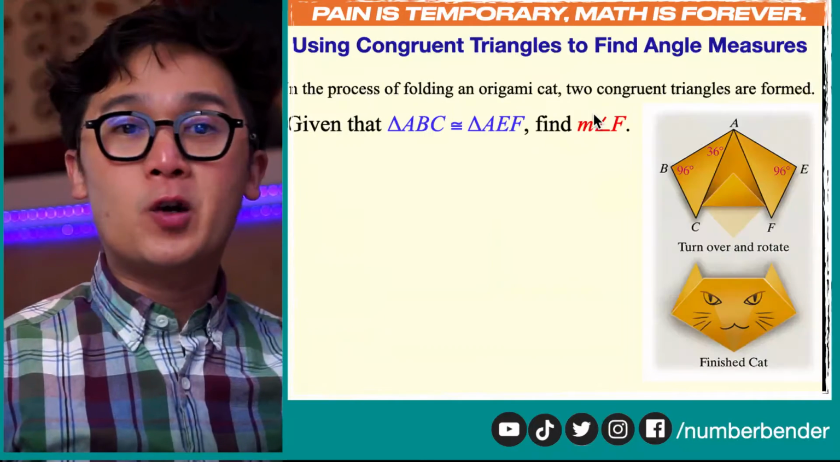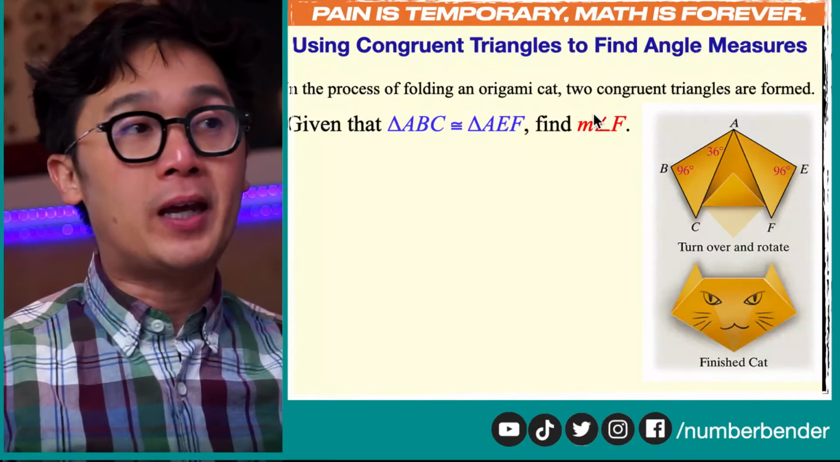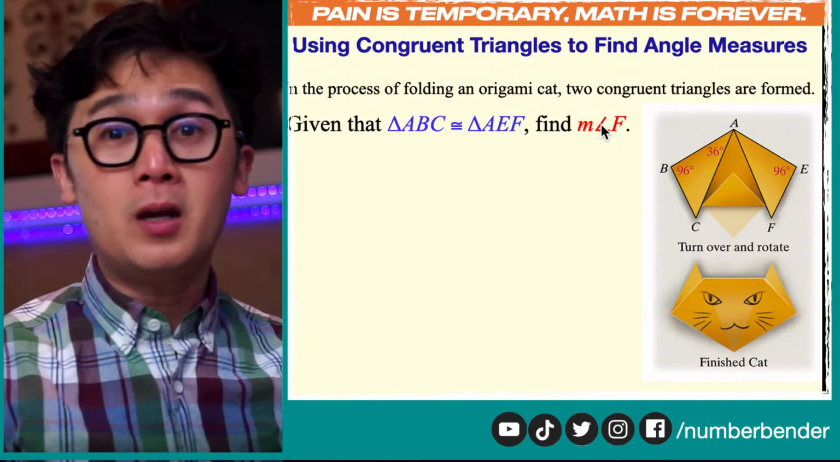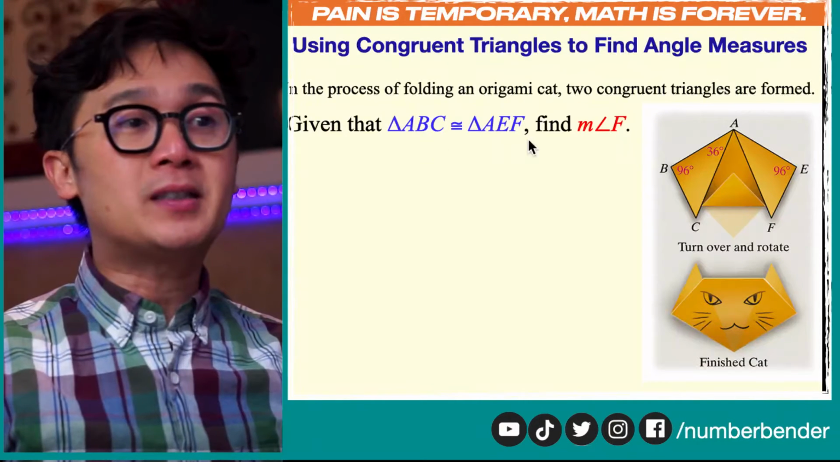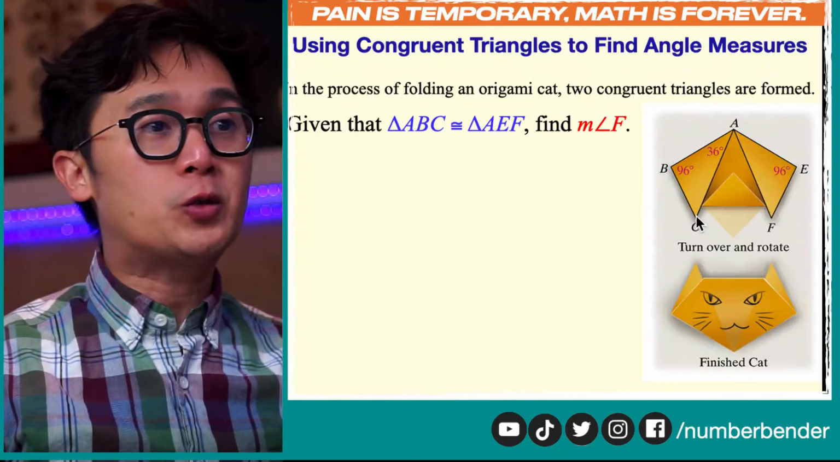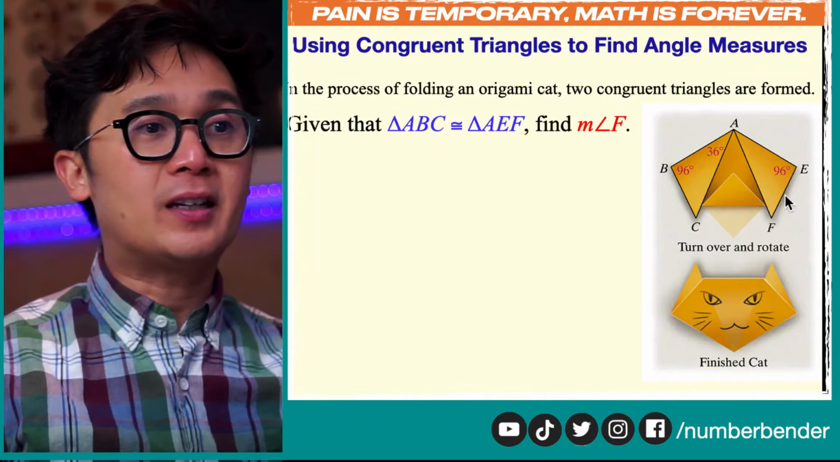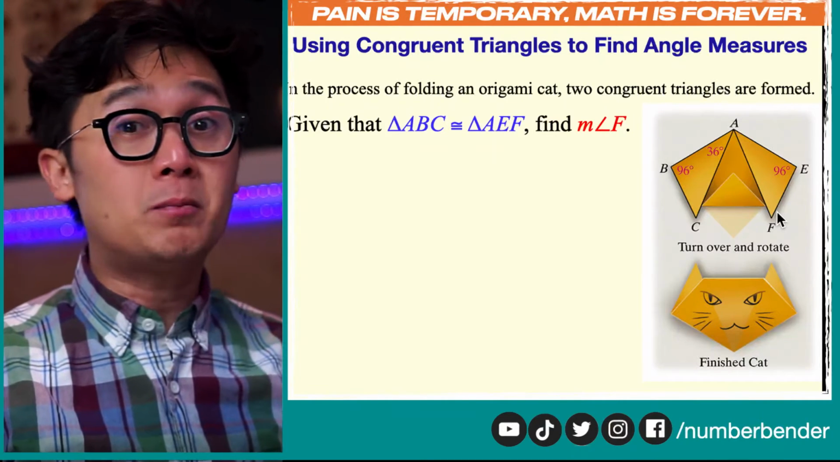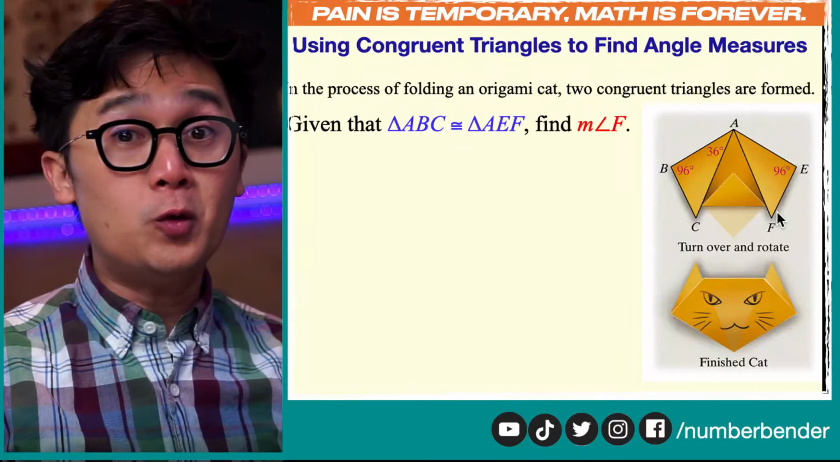And we are also going to use this theorem to figure out the measurement of angle F in this problem, knowing that triangle ABC is congruent to triangle AEF. And when they are congruent, we know that their corresponding parts are also congruent.